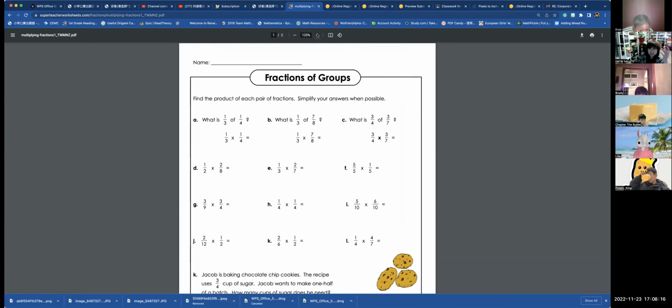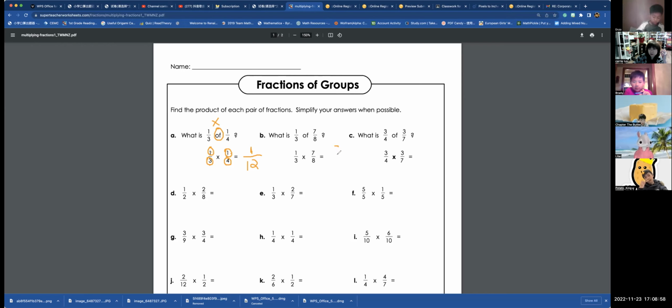What is 1 over 3 of 1 over 4? Everybody please take a look at this "of." Of is 1 over 3 times 1 over 4. When you see this "of," that means times. So 1 over 3 times 1 over 4, how to do it? Denominator times denominator, numerator times numerator. So numerator 1 times 1 equals 1, 3 times 4 equals 12. So the answer is 1 over 12.